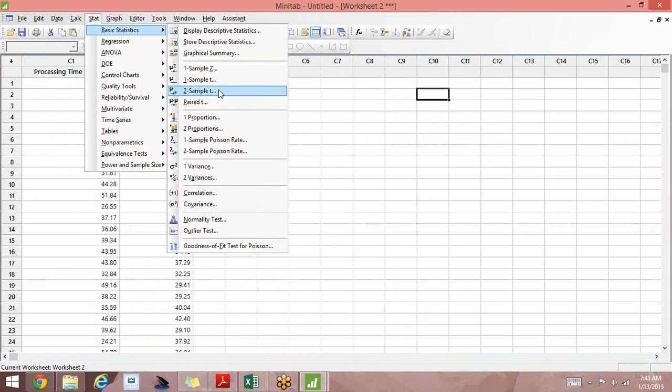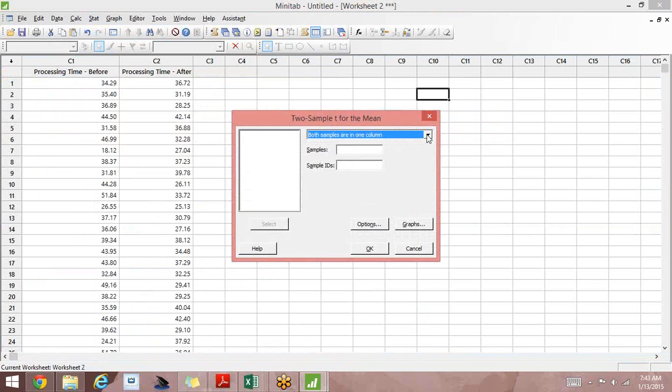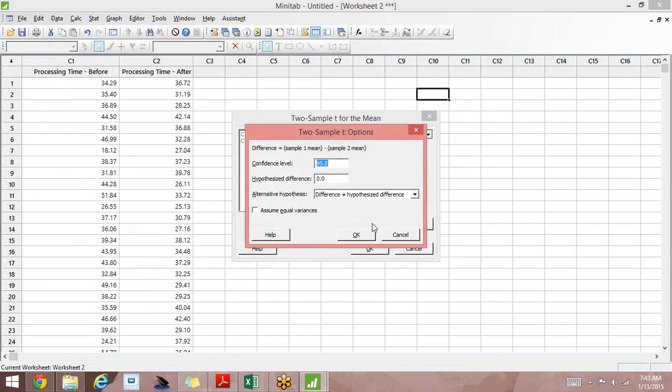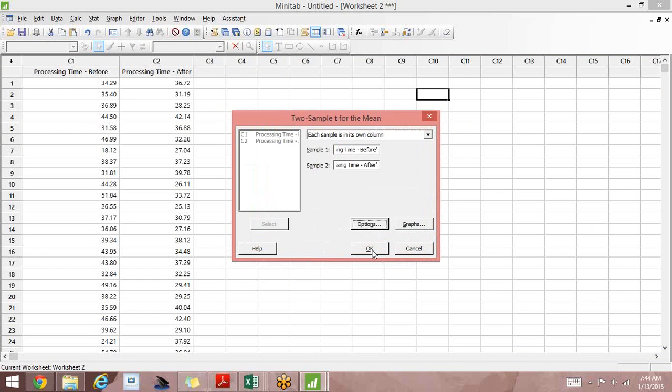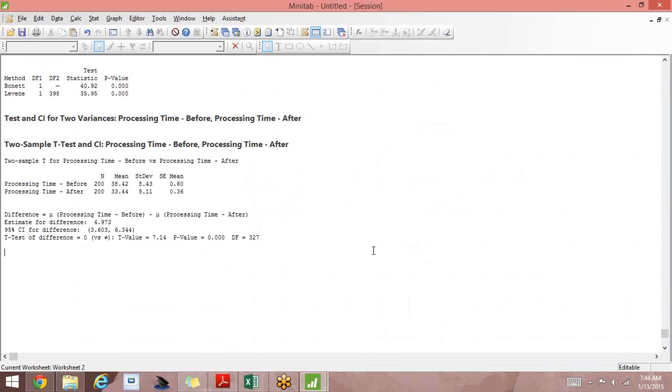You do two sample t-test only. Both samples, each sample is in its own column. You select that, click on options. Assume equal variances is when variances are equal. Now we selected the alternative hypothesis. It says variances are not equal. So you're not going to put a tick mark beside this. That's it. Okay and okay. You get the p-value. Interesting. P-value 0.000.